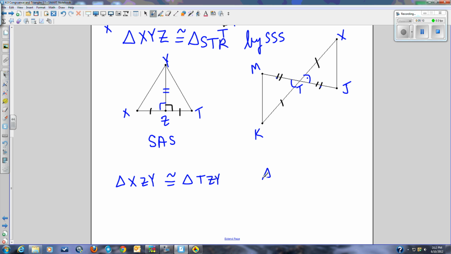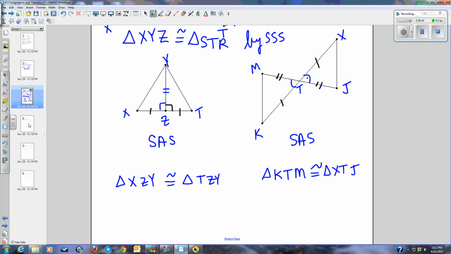And so let's write out a congruence statement. So we're using side, angle, side. And it looks like triangle KTM is congruent to, well, it looks like X corresponds to K, T of course corresponds to itself, and M corresponds to J. So KTM corresponds to triangle XTJ.